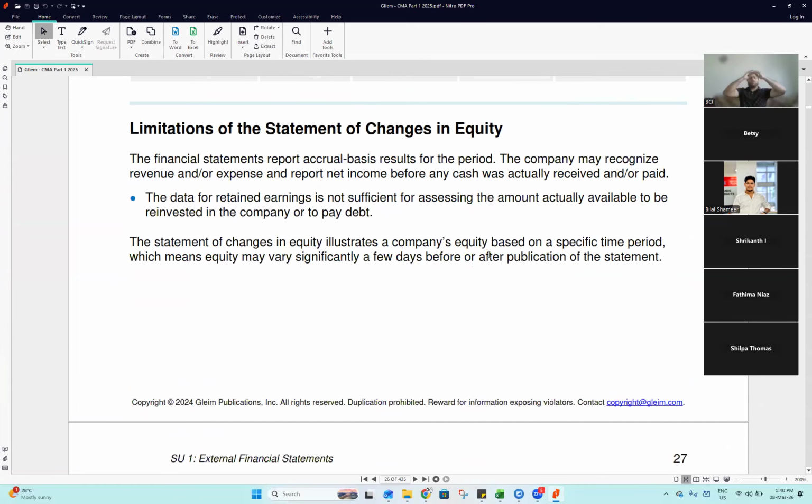Then limitations of statement of changes in equity. The financial statements report accrual basis results for the period. The company may recognize revenue or expenses and report net income before any cash was actually received or paid. The data for retained earnings is not sufficient for assessing the amount actually available to be reinvested in the company or to pay dividends. Why?